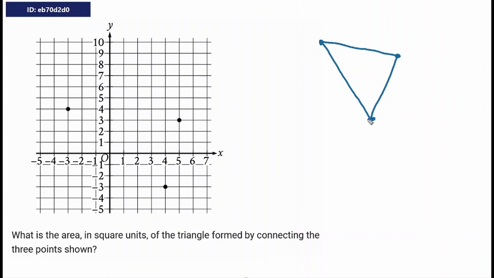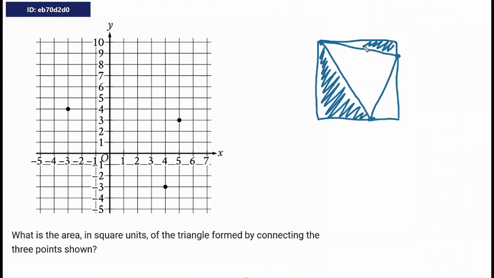And then the trick to this question is there really isn't a way to find the area of this triangle. What you got to do, you got to draw a rectangle around this triangle. You got to find all the parts of the rectangle that are not the triangle. And you take all the parts that are not the triangle away, and you're left with the triangle. So let's see if we can figure out the sides of our rectangle.